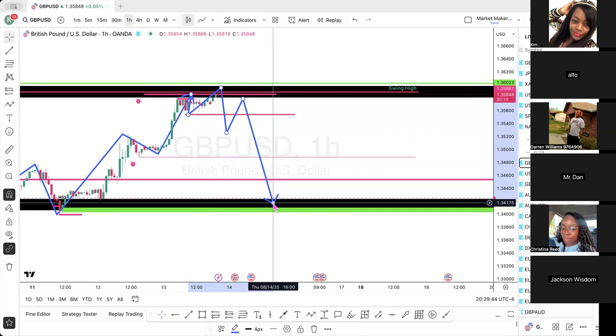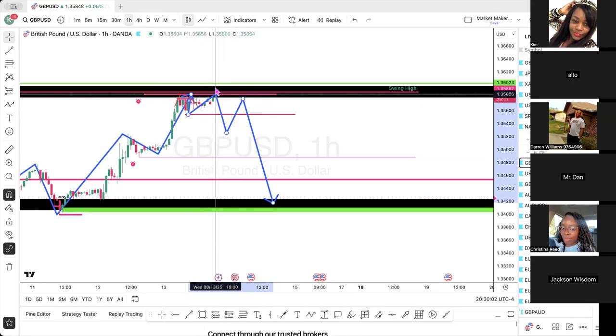That makes sense to me. But what if it is 4 hour? Because this structure was not clear on the 4 hour. So this is not structure yet. I'm saying if price closes above this high, then it'll be your structure. But right now it's not. It's this right here. This is the structure.